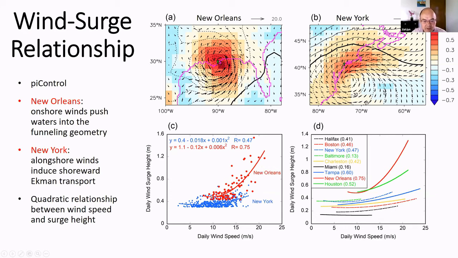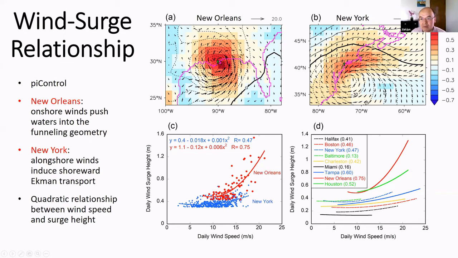In this panel, we plot the daily wind surge height as a function of daily wind speed. The red color is for New Orleans. You see the wind surge relationship follows a quadratic equation. That means the Gulf Coast is more vulnerable, and the vulnerability increases non-linearly as the storm intensifies in this region.